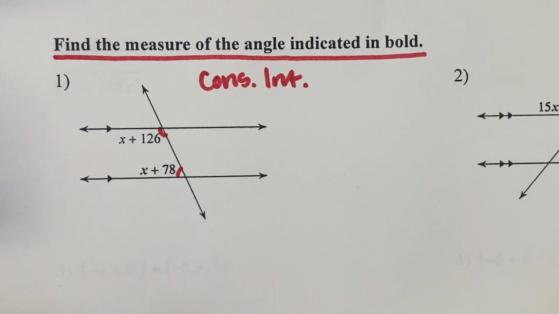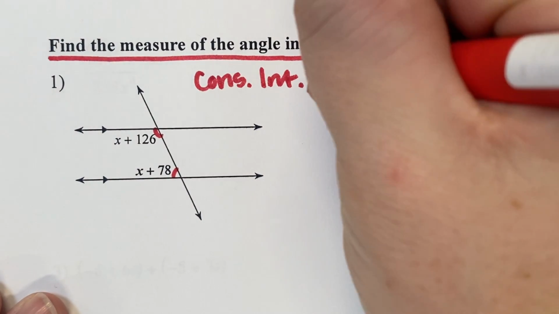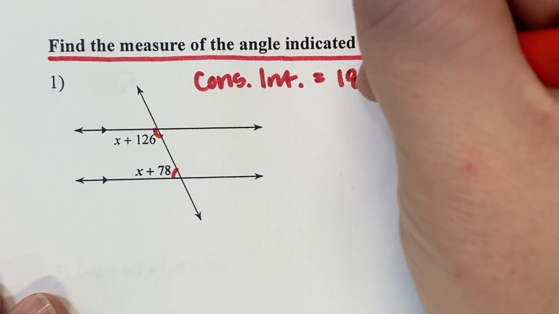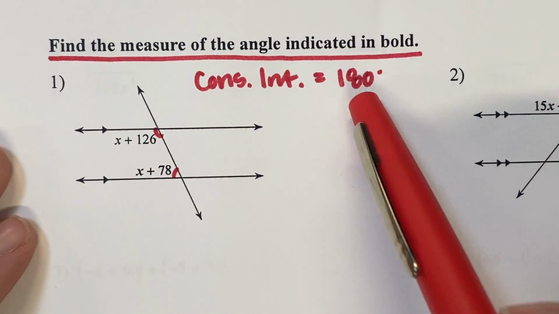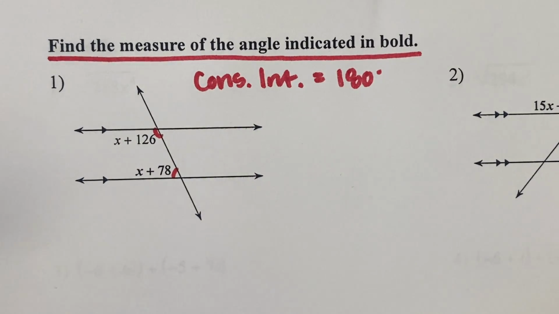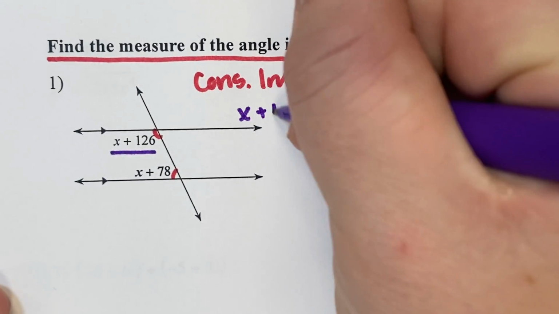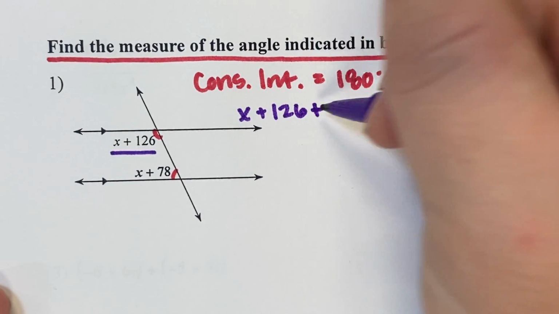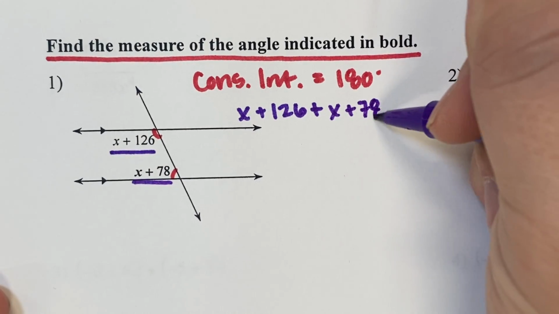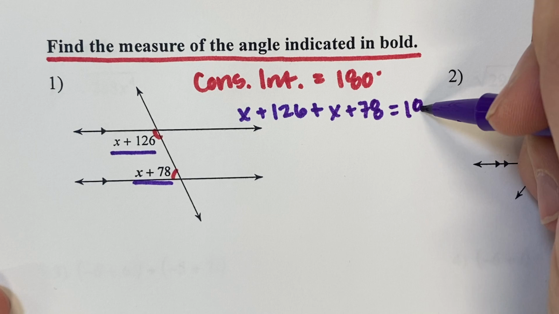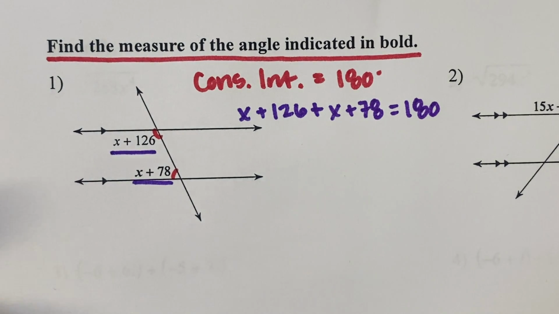Consecutive interior angles, if you remember, are always equal to 180 degrees, which means they add to give me 180. That's how we're going to solve for x. We're going to take one of them, x plus 126, add it to the other one, x plus 78, and they both equal 180.